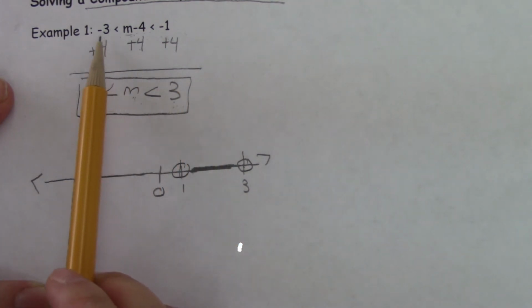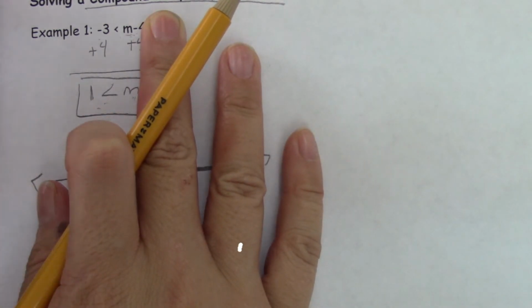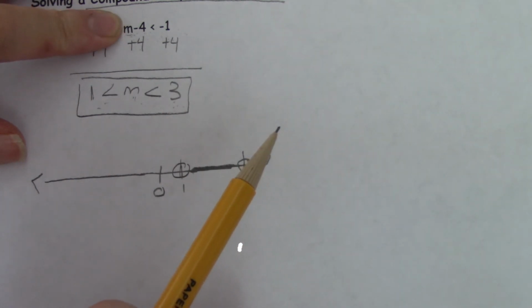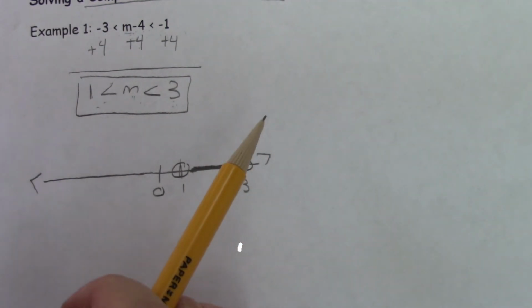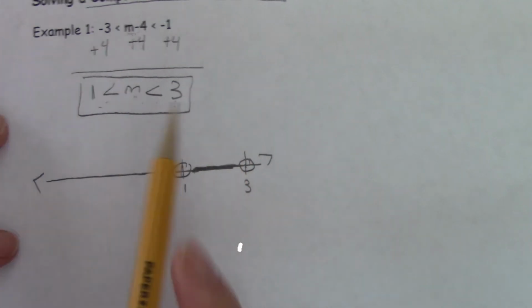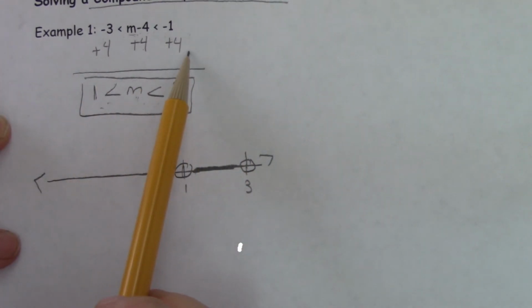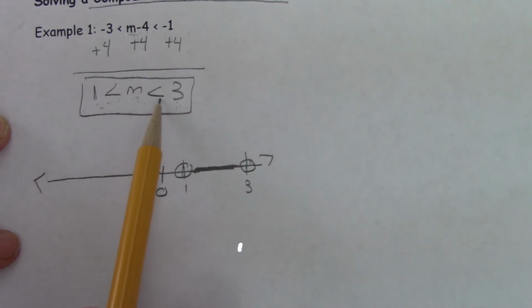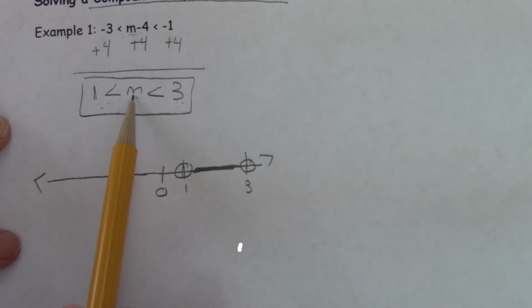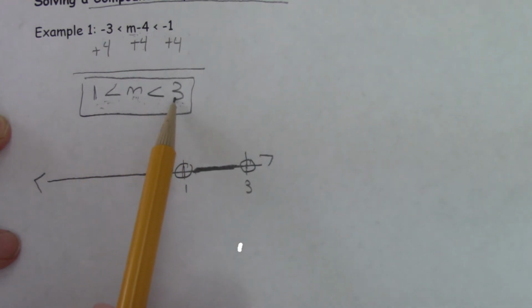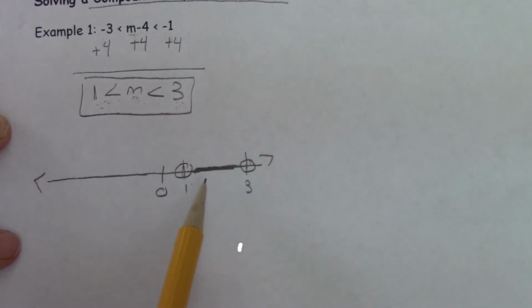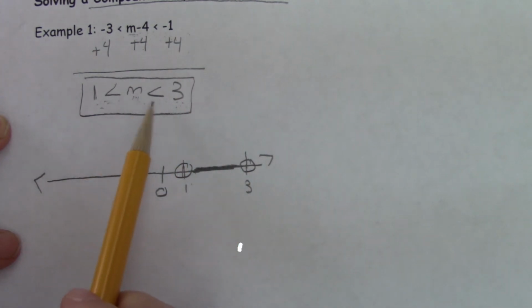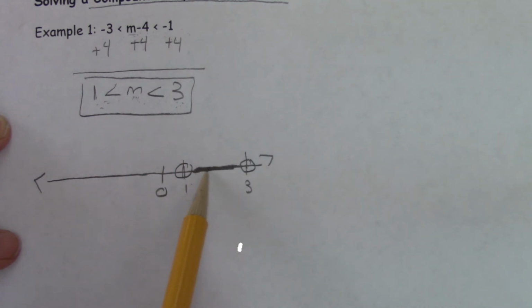So again, to recap, when I have a compound inequality, I have two different inequalities. I have m minus 4 is greater than negative 3, but I also have m minus 4 is less than negative 1. So I'm solving two inequalities all in one here. I'm going to add 4 to each of the components, and then at the end, I'm going to have m is greater than 1 and m is less than 3. So my solution is between 1 and 3. To graph it, I have my 1 and my 3. I have open circles because there's no equal sign underneath. And it's going to be between 1 and 3, so I'm going to shade in the middle like that.